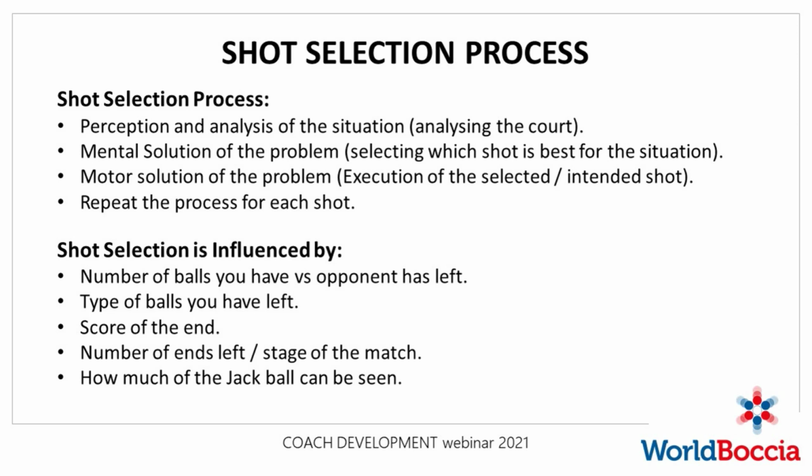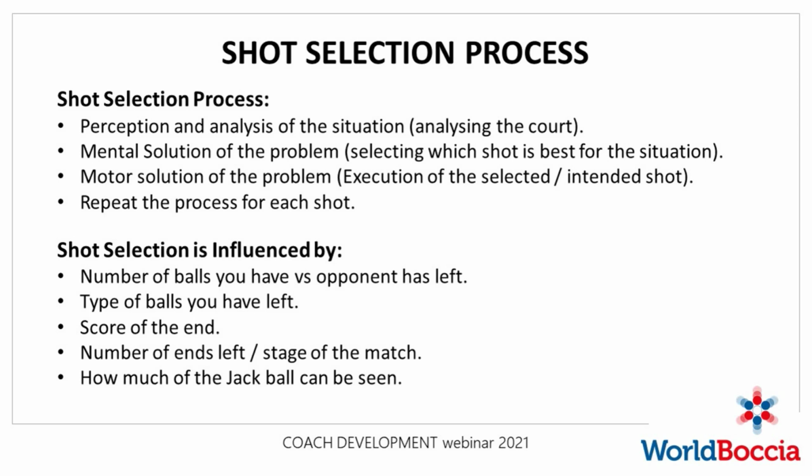And then the final stage in the process is basically repeating the process for each shot. So for every shot, the athlete's running through the process of analysing the court, running through in their mind the different options for shot selection in terms of what the outcome is they're trying to achieve, executing the shot, and repeating that process for each shot.